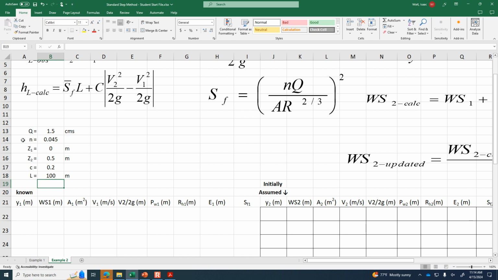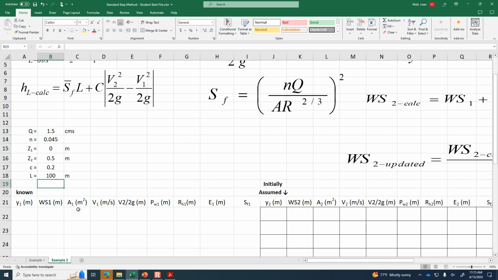The transition energy loss coefficient is 0.2, and then the distance between the 2 points is 100 meters. All right, so we've got a circle. We're going to need to calculate the area and the wetted perimeter of the circle. Let me just on the right board write the formula for the circle. The area of a circle is pi r squared. And so for a half circle, which is what we've got, the area is pi r squared divided by 2. And the perimeter of a circle is 2 pi r. And so then the perimeter of a half circle is just pi r.